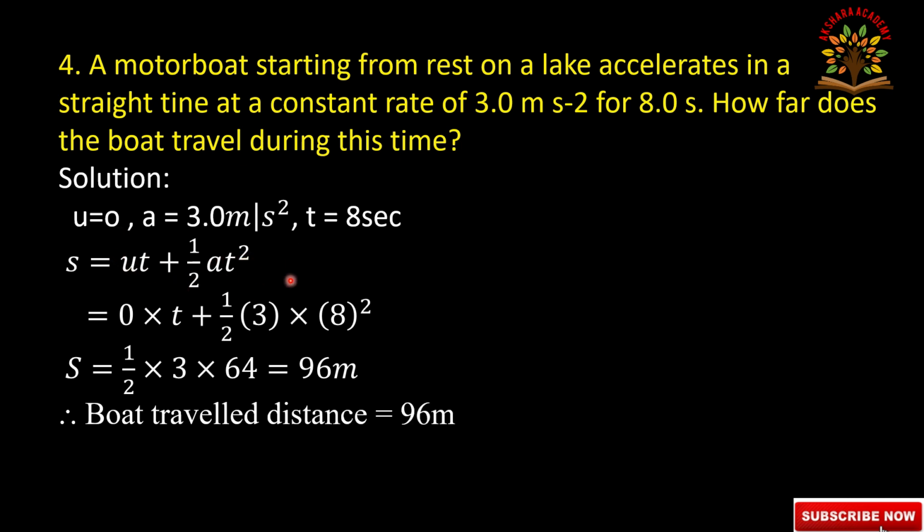Substituting all these values in this equation, we get u is equal to 0, 0 into t plus half a t square, half 3 into 8 square, nothing but 64. 2 ones 2, 2 8s 16. Here cancellation, 2 threes 6, 2 32s 64. So 32 into 3, 96 meters. So boat travelled distance, that is equal to 96 meters.